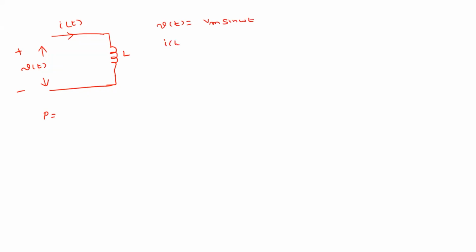So what is I of t? Im sin omega t minus pi by 2, right? Good. So there will be Im. You can write Vm by R also? No, not Vm by R here. This is an inductor L, so here it will be Vm upon XL. Okay, that doesn't matter. We assume that is Im. Okay, right.